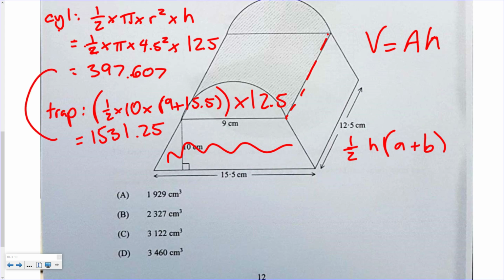Now that we have those two volumes, we just want to add these two numbers together. So the total will be about 1,928.857. And if we do a bit of rounding here, we get A, because we're just rounding to the nearest centimeter cubed.